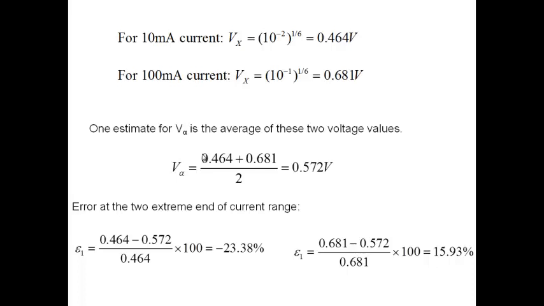Somebody suggested an integral. Another possibility is we know that 0.572 is giving rise to a larger error on the lower side.